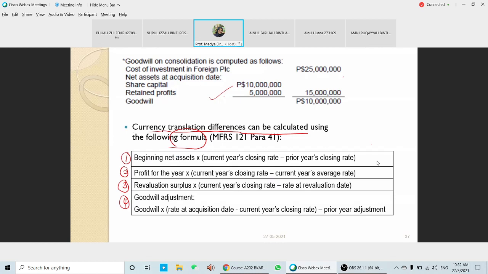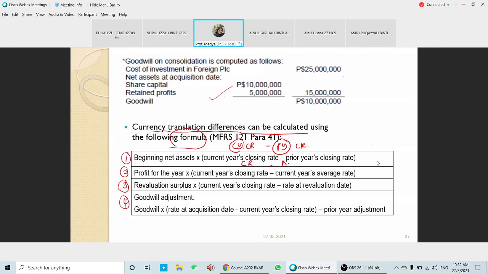The first one is the beginning net asset. The difference here, because of the beginning net asset, comes from comparing the current year closing rate minus the prior year closing rate. So the rate will be different here, and that's why we have a difference. And for the profit for the year, we use the current rate minus the average rate.